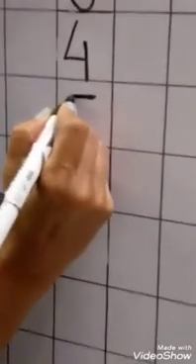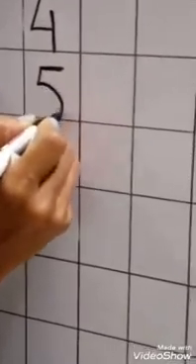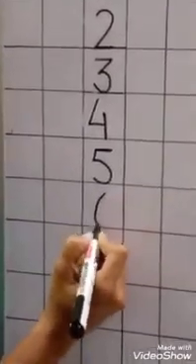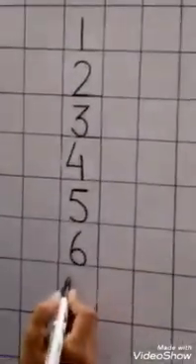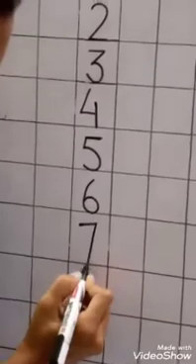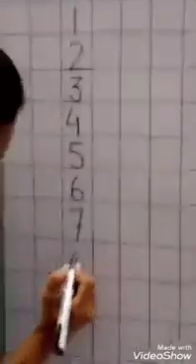5. Count with me. Make a sleeping line, make a slanting line and make a curve. 5. What comes after 5? 6. Make a curve and make a circle like this. This is 6. 7. Make a sleeping line, make a slanting line and make a small sleeping line. 7.